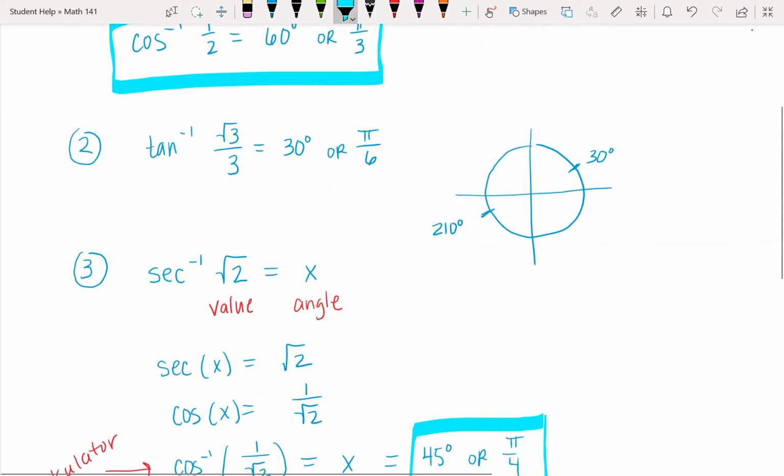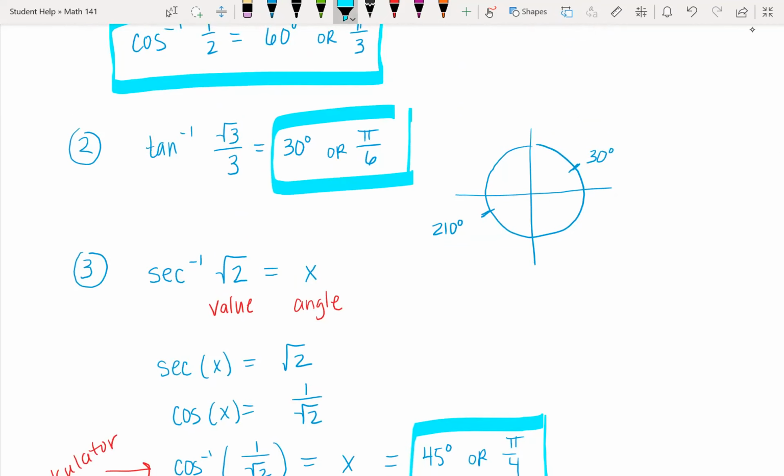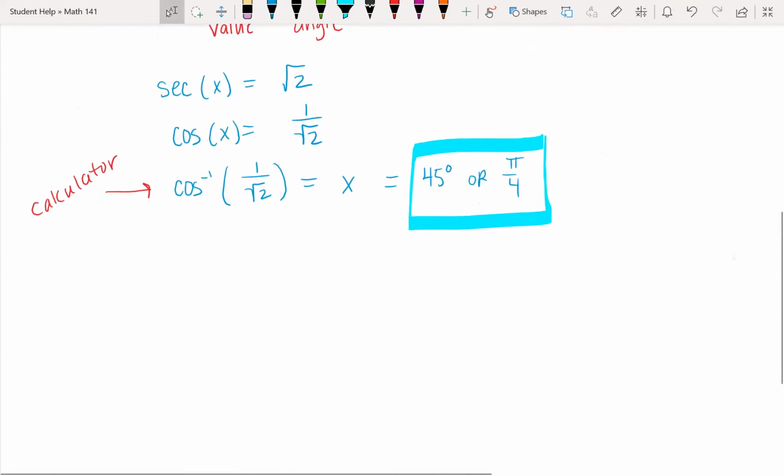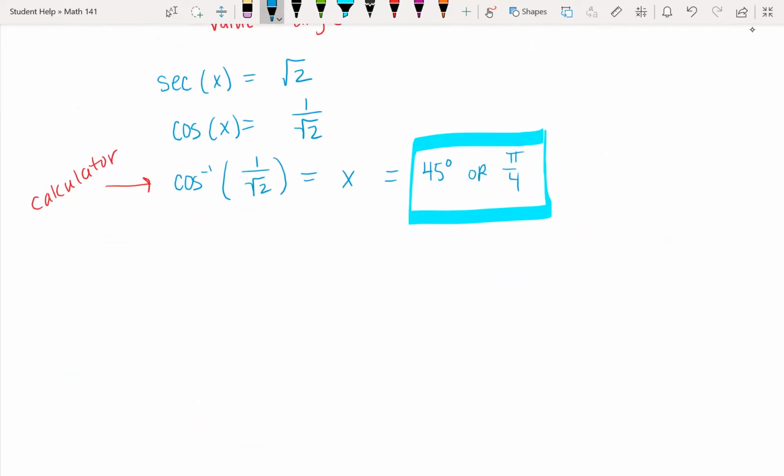I think I didn't highlight our answers back up here for number 2. So these are all examples of angles that we see on the unit circle. The next couple examples are ones that are not on the unit circle because they're numbers that don't fall on the standard ones that we typically memorize.